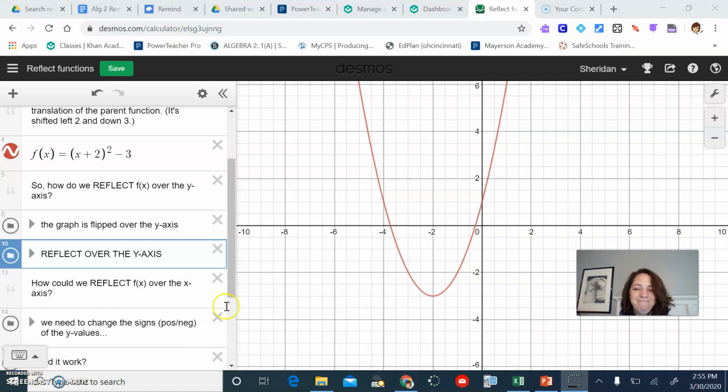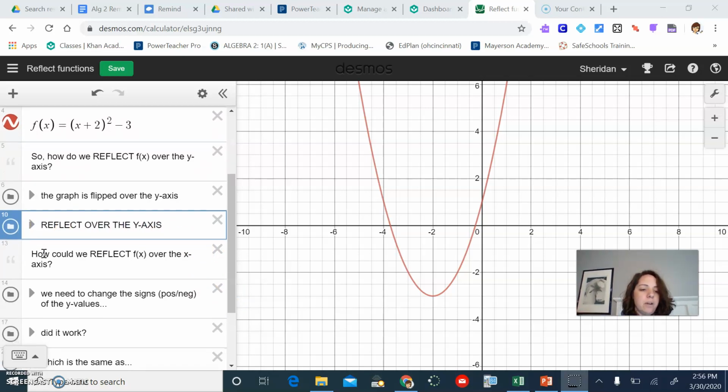Hopefully the battery won't die. Okay, so if we're going to reflect over the y-axis this time, nope, we already did, didn't we? Sorry. We want to reflect over the x-axis this time. So we want this guy to flip up, right? We don't want this guy to flip over. We don't want the x value to change. We want the y value to change.